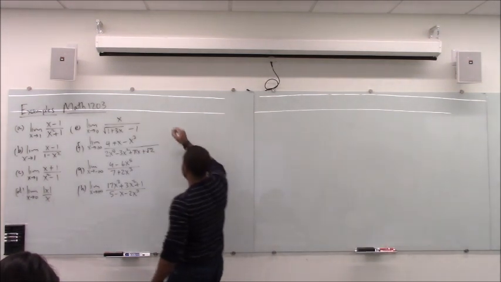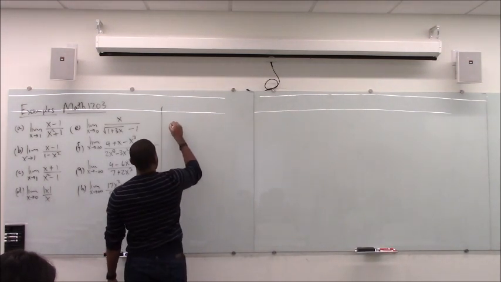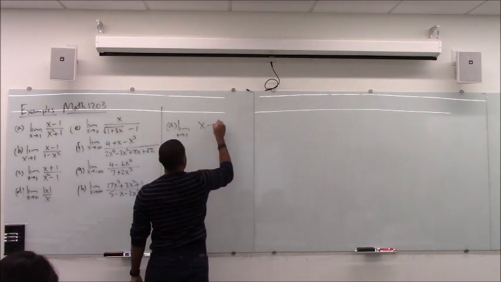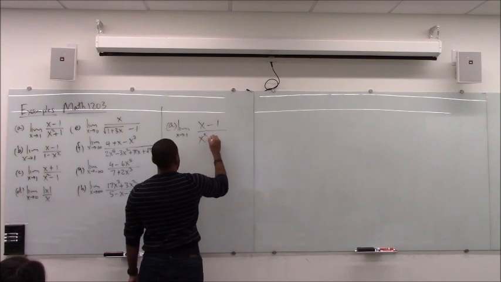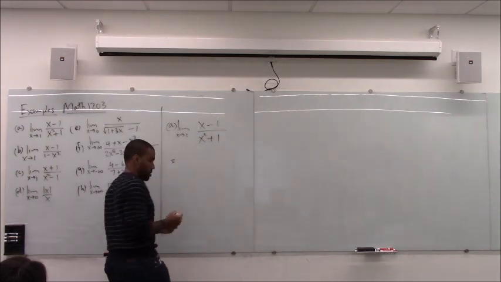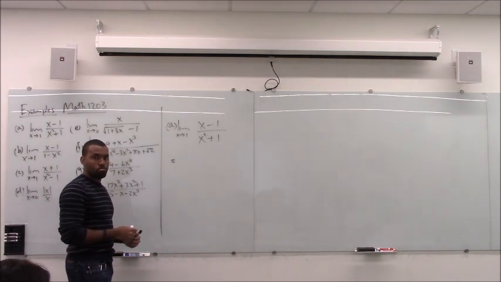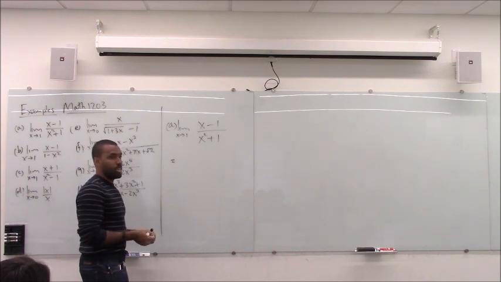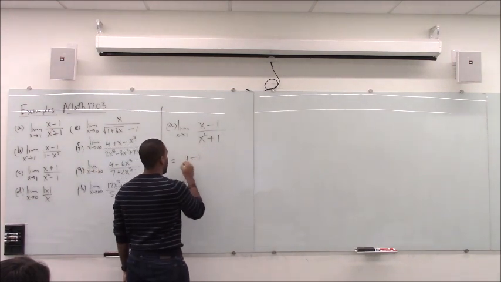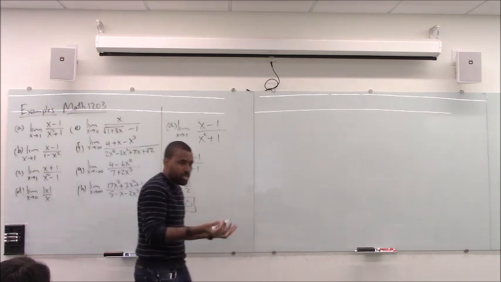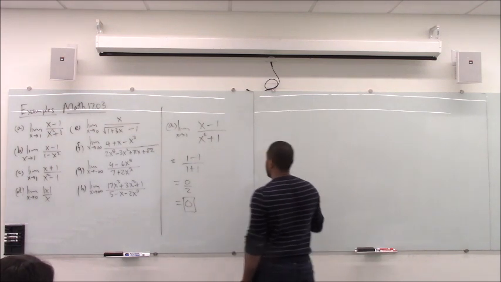Okay, so A. Who wants to tell me how to do A? Limit as x approaches 1, x minus 1 over x squared plus 1. What do you do here? Just plug in 1. It's 1 minus 1 over 1 plus 1, so that's 0 over 2, which is 0. Yeah, so step 1, plug in. It's the first thing you do, and it worked out here.